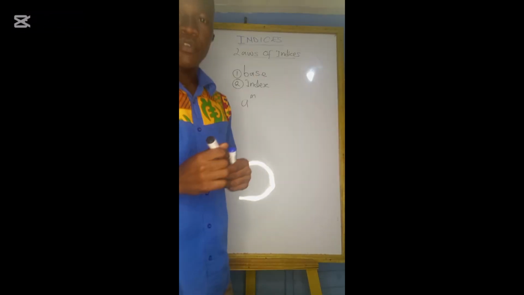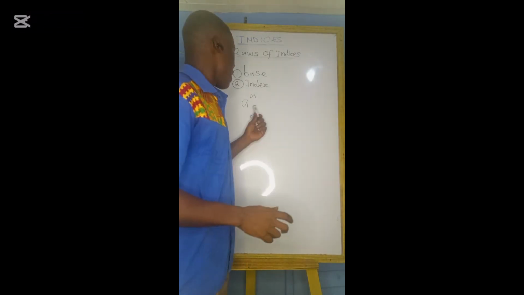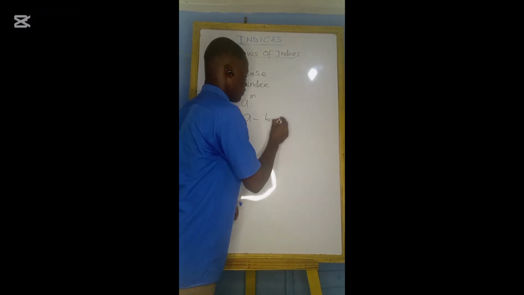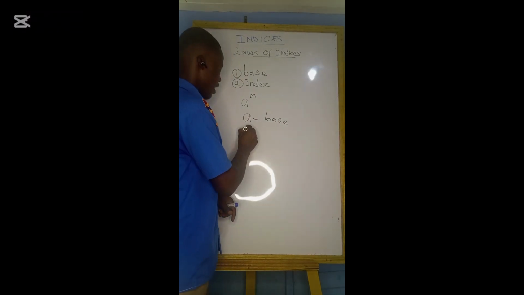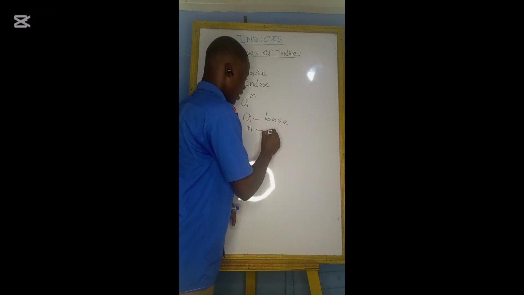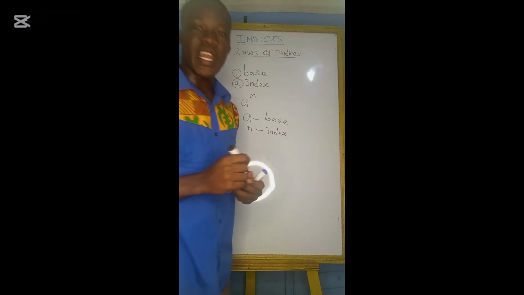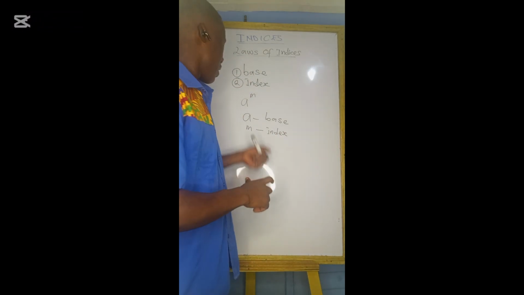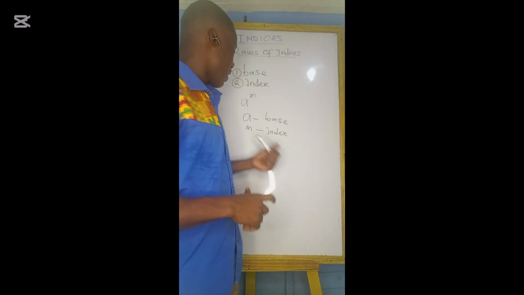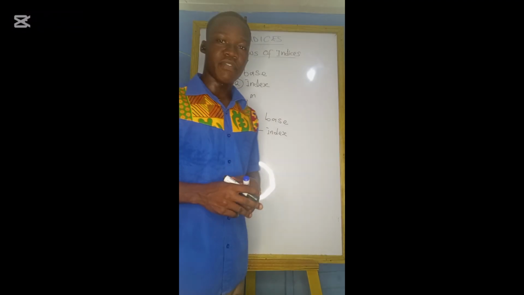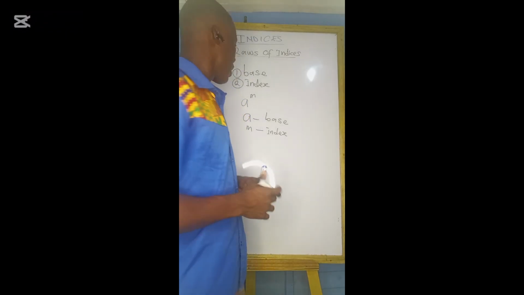So when I have a raised to the power m, a here is my base. A here is called the base. And then m is my index. So when I have a raised to the power m, a stands for my base and m here is my index. So let's delve into the laws of indices.